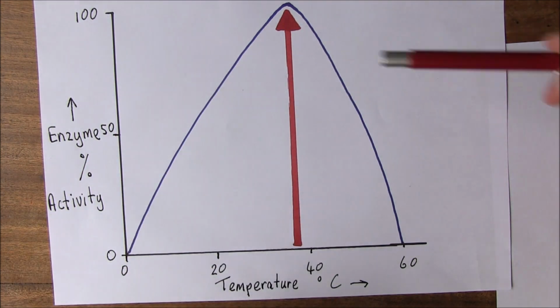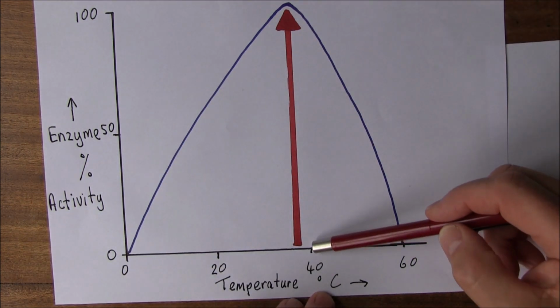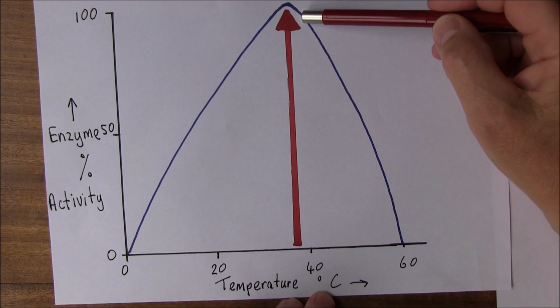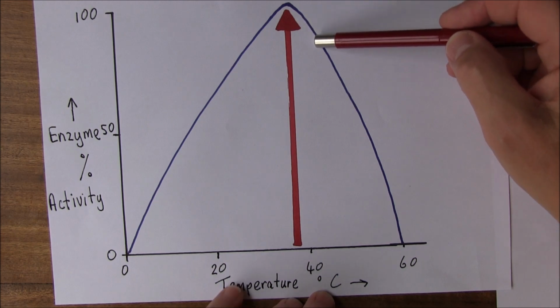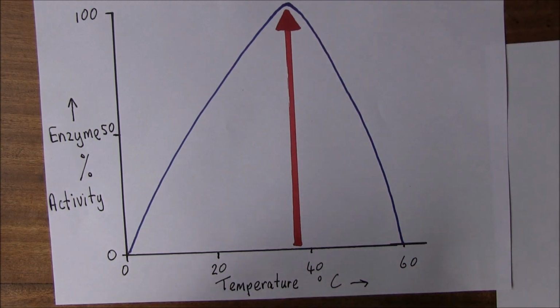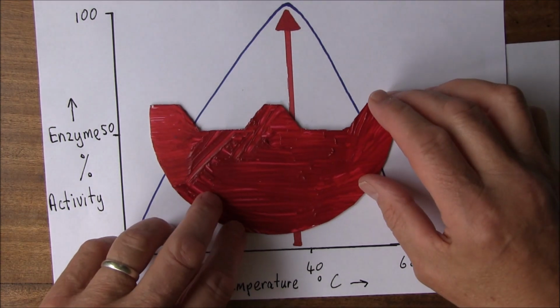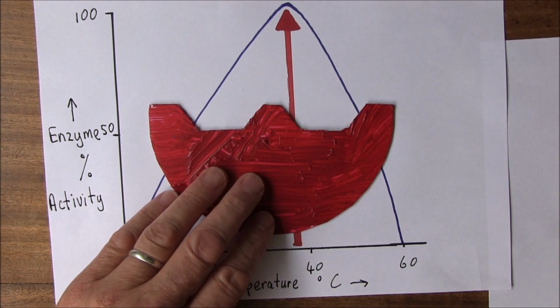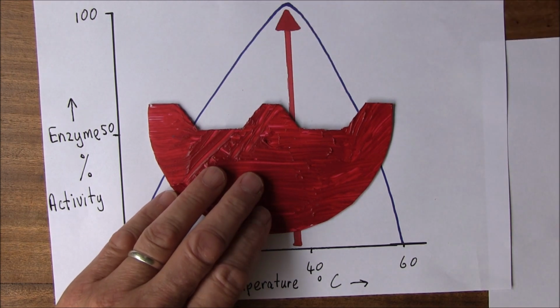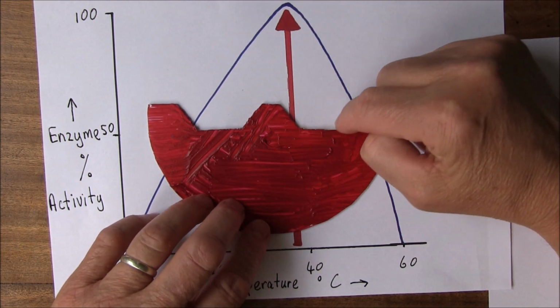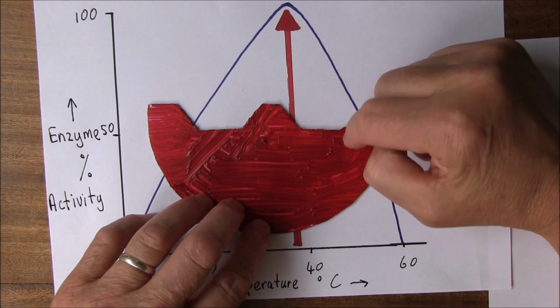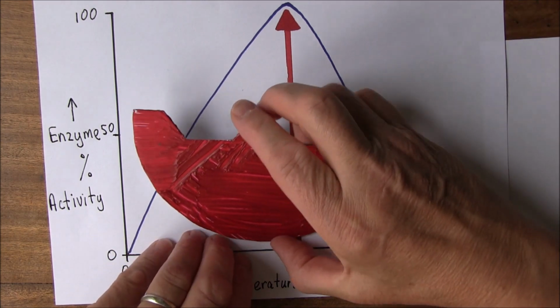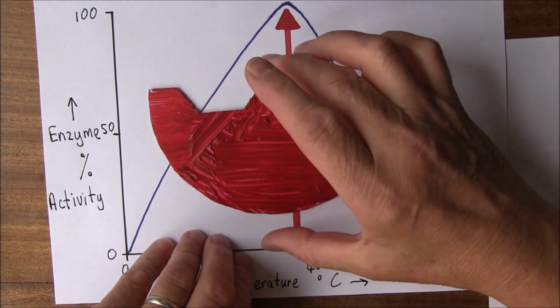So if we increase the temperature a little bit, we're going to get some denaturing of the active site. But then if we increase the temperature more, we get very rapid deterioration of the active site. And it becomes unrecognisable, therefore the shape of this is going to change completely, so it won't fit in. So with increasing temperatures we get denaturation, and that's irreversible. This protein is then damaged forever as a result of heat.